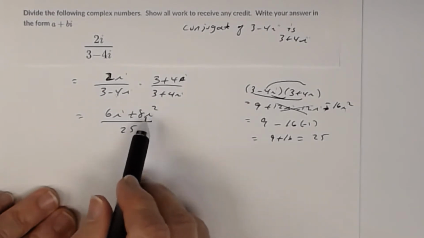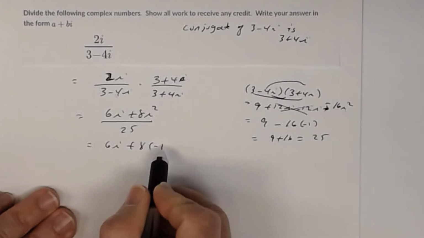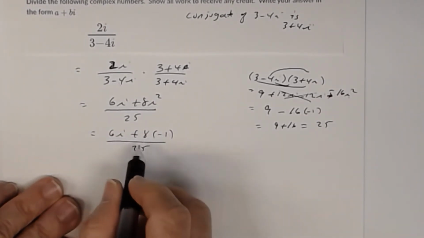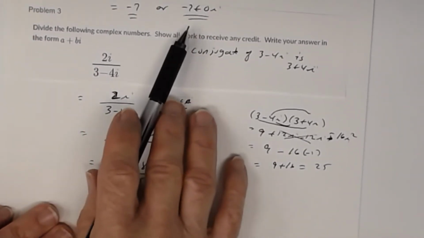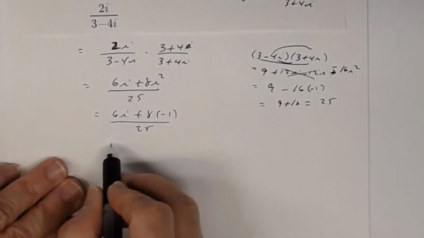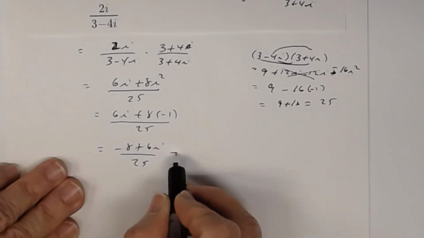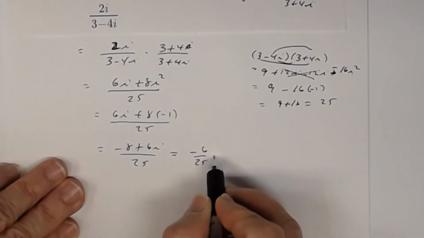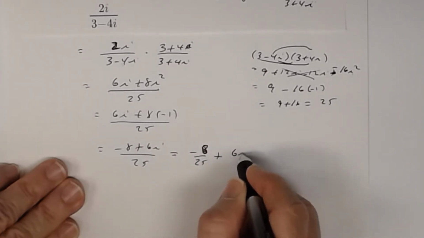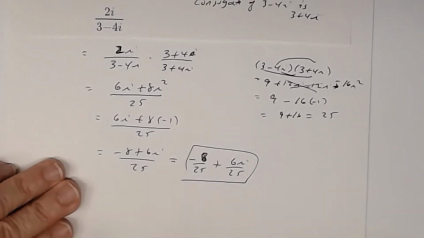But again, remember, i squared is negative 1, so the numerator becomes 6i plus 8 times negative 1, divided by 25. And then 8 times negative 1 is a negative 8, but I'm going to go ahead and write it in the form a plus bi. So I'm going to write this as negative 8 plus 6i divided by 25, which equals negative 8 divided by 25 plus 6i divided by 25. All right, so there's your work, and there's the answer.